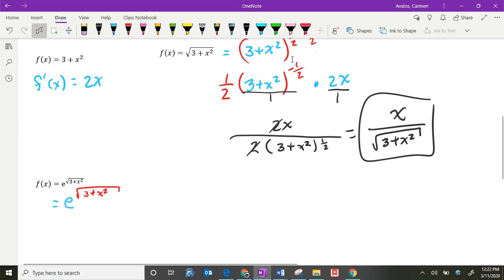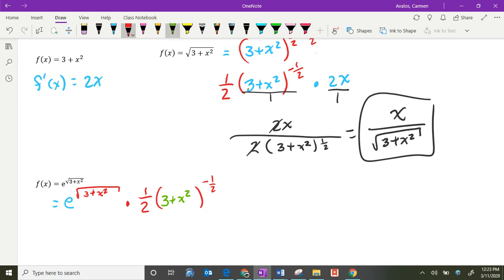So you're going to do the exact same thing we did over here. We're going to chain that on. So we're going to chain on the 1/2, and then we're going to leave the inside alone, which is 3 plus x squared, but the outside remains the 1/2 to the negative 1/2. And then we're going to do the derivative of the inside. So then we're going to do that again and chain on the inside here, which is the 2x.